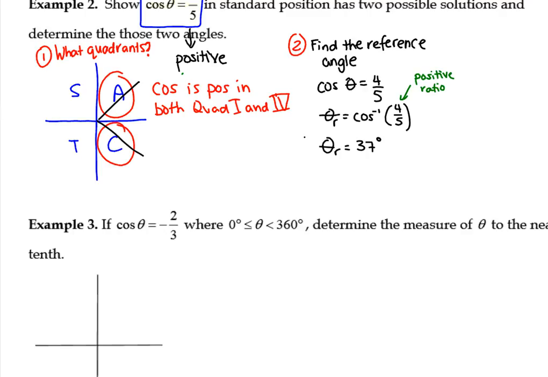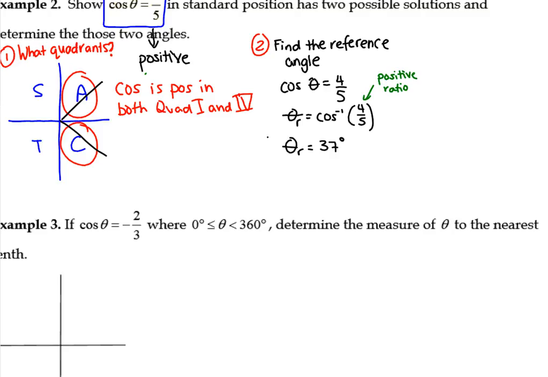Okay. So now that we know that the reference angle is 37, we can find the two solutions. So find both rotation angles, both thetas. Start with quadrant 1. If our reference angle is 37, what's the angle in quadrant 1? 37. Theta is 37 degrees. Remember, the reference angle and rotation angle are the same in quadrant 1. Quadrant 4. That's not good.